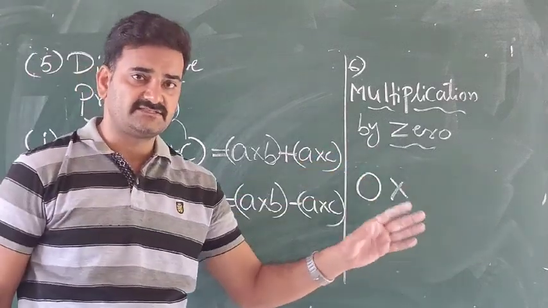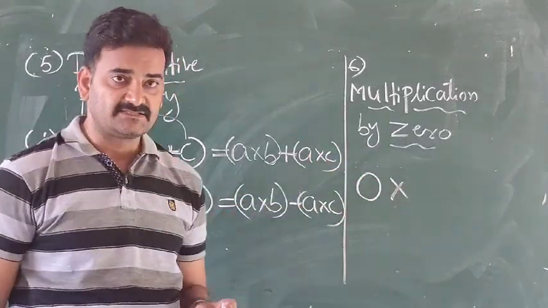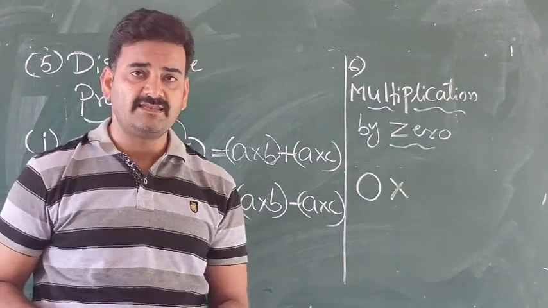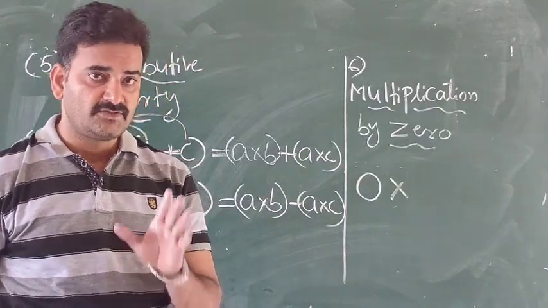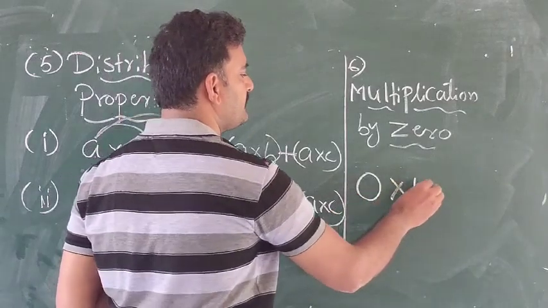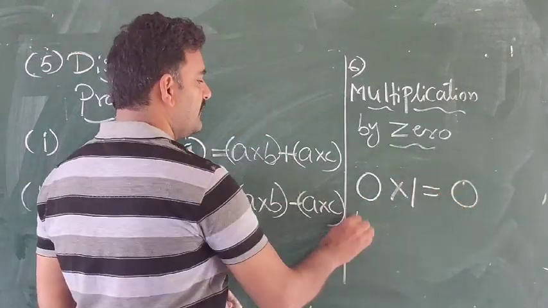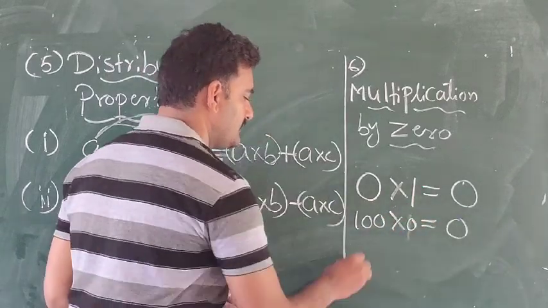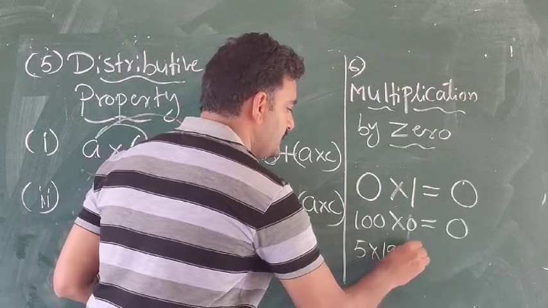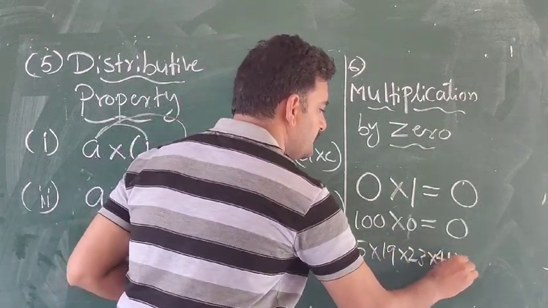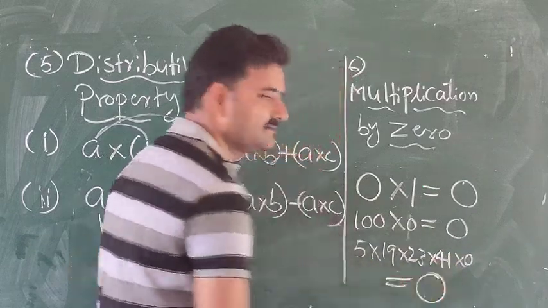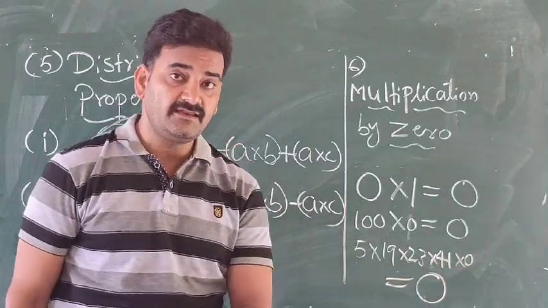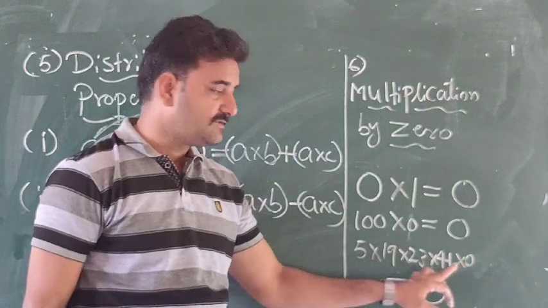Now the last one is very simple, already you know, I am just going to revise it. Multiplication by 0. Any number you take, when you multiply with a 0, you always get 0. Let us say 0 multiplied by 1, 0. 100 multiplied by 0, 0. Now you see 5 into 90 into 23 into 41 into 0. What is the answer? No need to multiply this because when you multiply any number with a 0, you will always get 0.